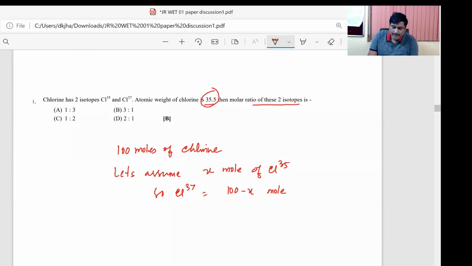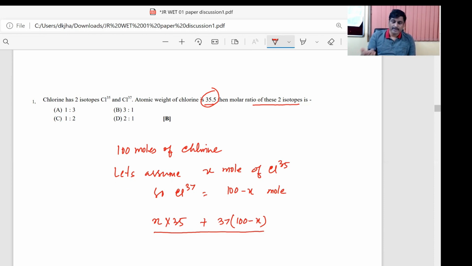Okay, fine. And what is this atomic weight? Atomic weight is the average one. So what is the total weight contribution of Cl35? Cl35 is X into 35. What is the weight contribution of Cl37? This one is 37 into 100 minus X. So this is the total weight of 100 moles. Is it correct or not? So what is the weight of 1 mole?